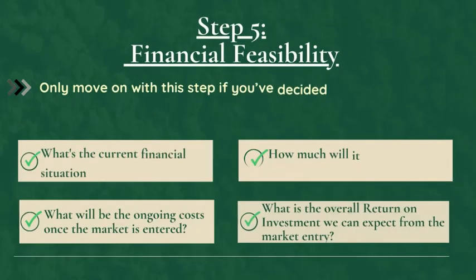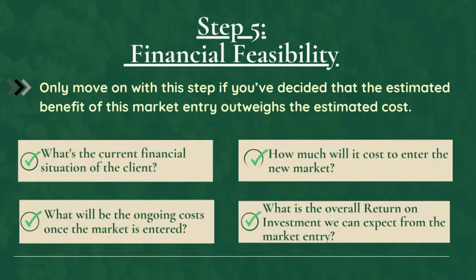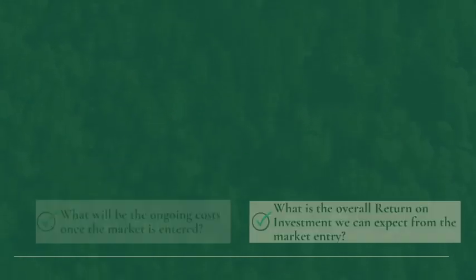Step 5 is financial feasibility. Only move on with this step if you've decided that the estimated benefit of this market entry outweighs the estimated cost. Figure out whether the client company's financial situation can cover investment costs. First, estimate the amount of investment required. Questions to be asked. First, what's the current financial situation of the client? Second, how much will it cost to enter the new market? Third, what will be the ongoing costs once the market is entered, and so on.